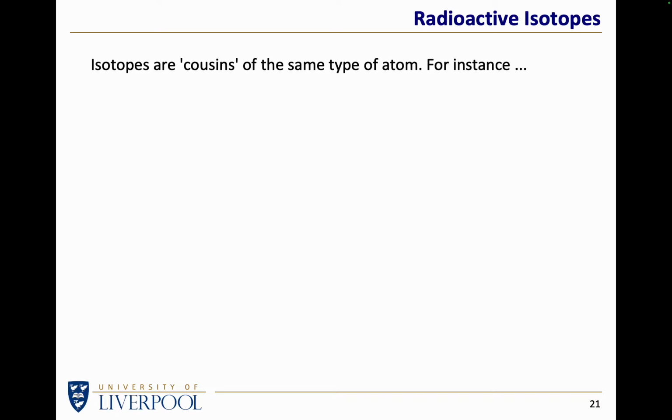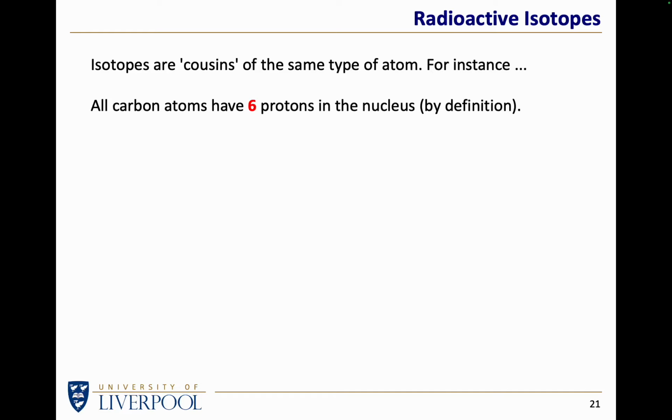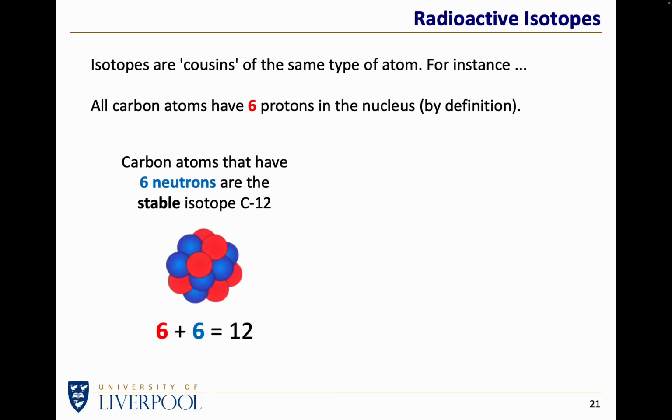So isotopes are simply cousins of the same type of atom. So for instance, if we take a specific example so you can see what I'm talking about, if we think, for instance, of carbon, then with carbon we have 6 protons in the nucleus because by definition any collection of 6 protons is what we call carbon. Carbon is simply the name we give to any entity which has got 6 protons in it. If a carbon atom has a nucleus with 6 neutrons, then that's a stable isotope which we call carbon-12. It's called carbon-12 because if we have 6 protons coloured red and 6 neutrons coloured blue, we have 12 in total, and that isotope is called carbon-12.